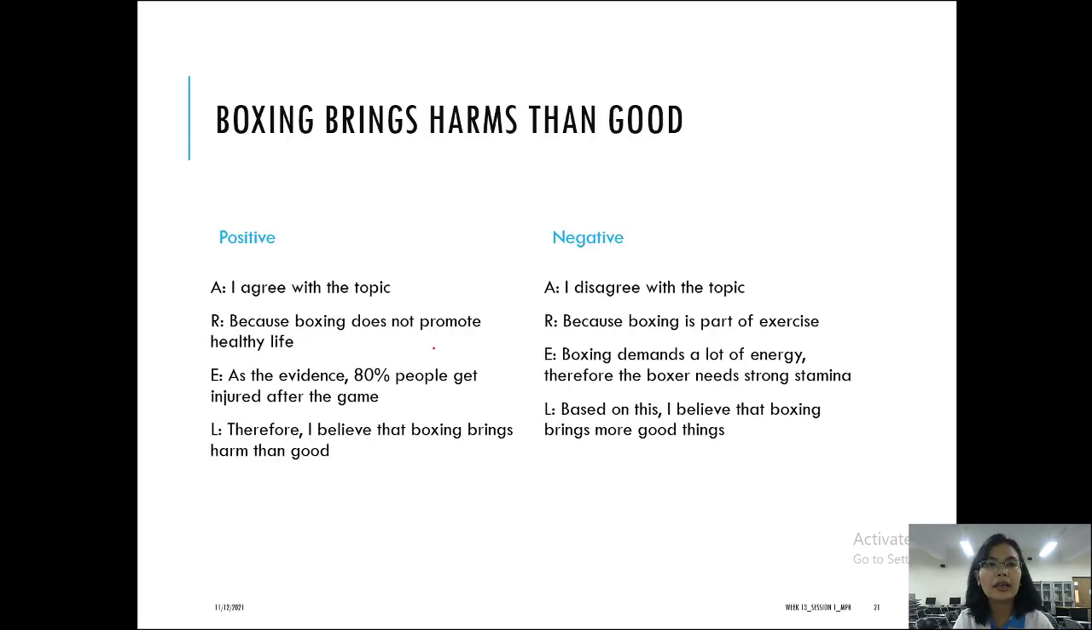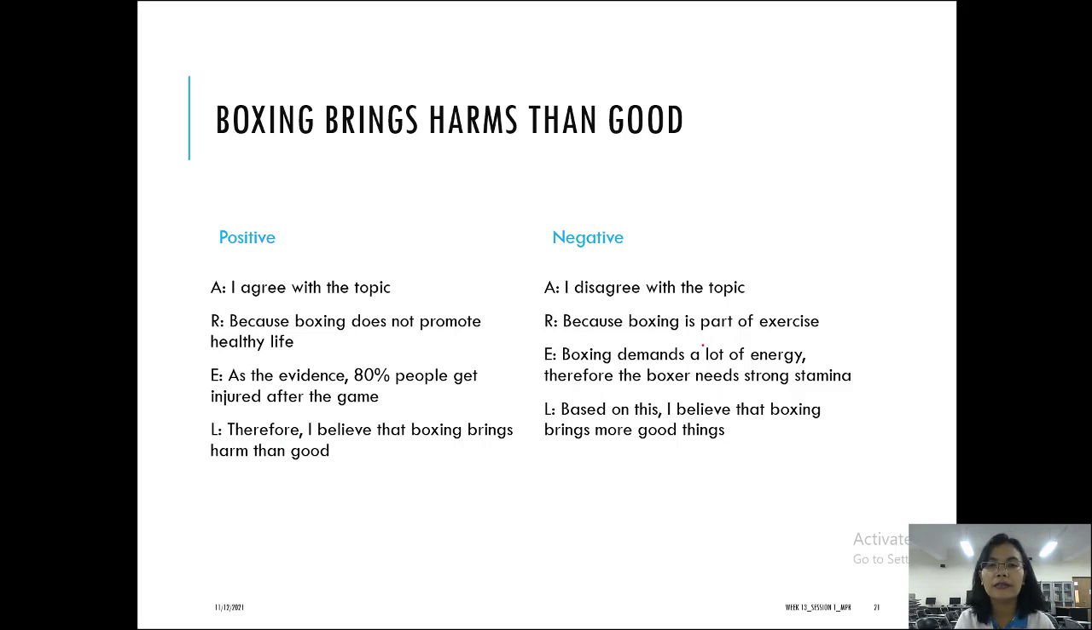I'll give you one example. For example, we talk about "boxing brings more harm than good." This is what we call the topic, or the motion. The positive side would say, I agree that boxing brings more harm than good because boxing does not promote a healthy life. As the evidence, 80% of people get injured after the game. Probably you can also cite the source here, and then you can say, therefore I believe that boxing brings more harm than good. The simplest way is like that.